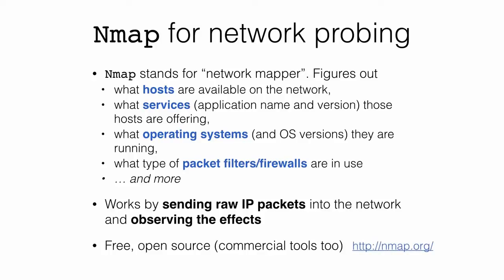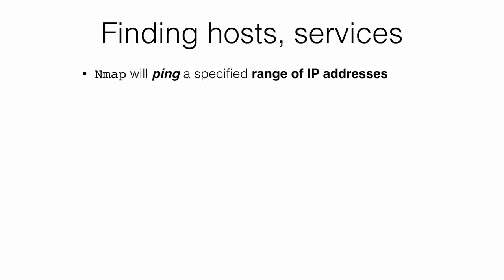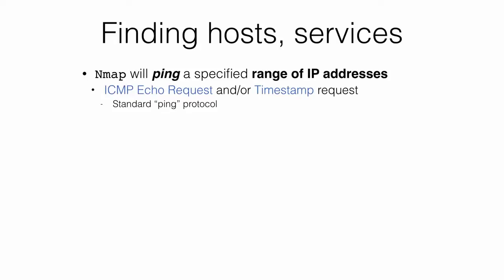Nmap is free open source, though there are commercial variants as well, and you can get it here at this URL, nmap.org. So in a little more detail, here's how Nmap might find hosts and services by sending pings to various IP addresses. In particular, it might send ICMP echo request or timestamp requests. These are the implementation of the standard ping protocol.